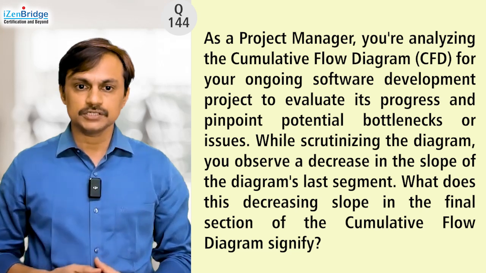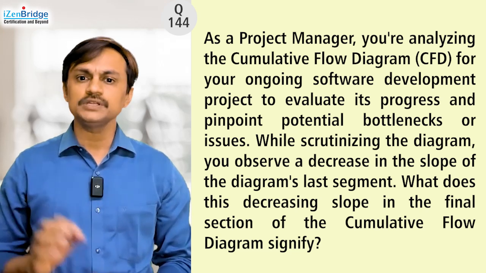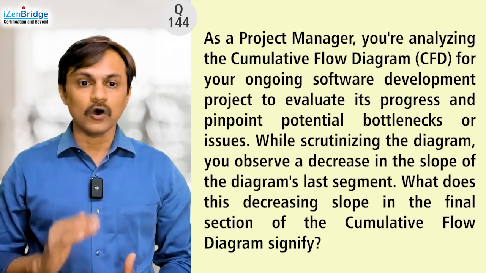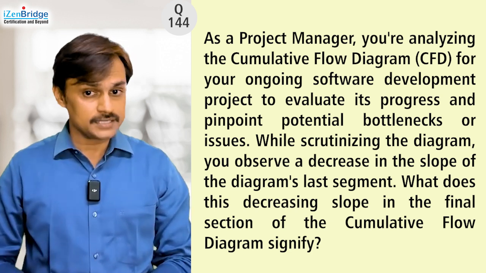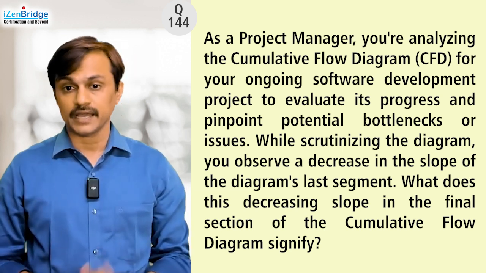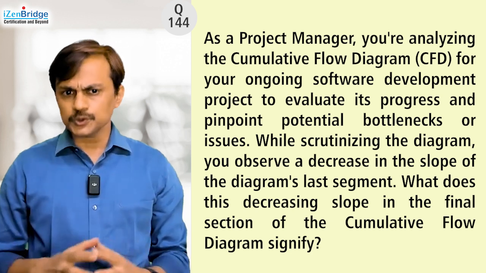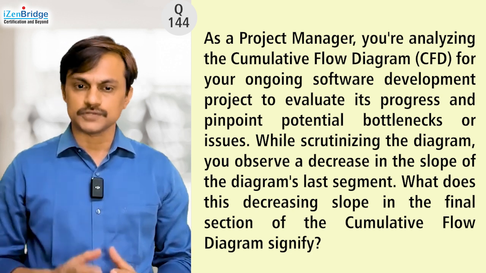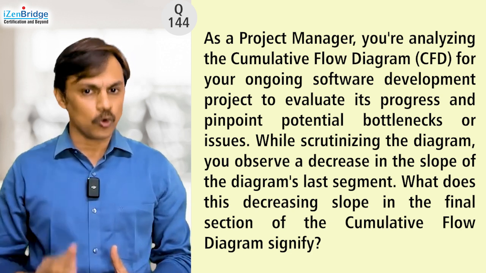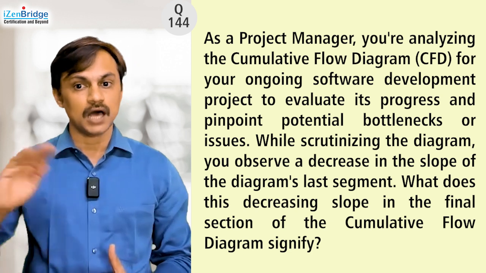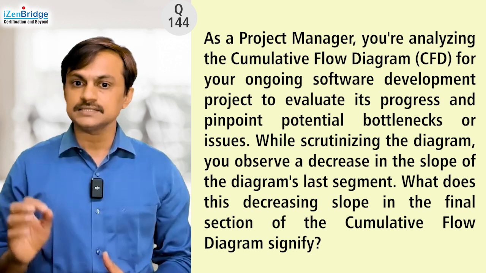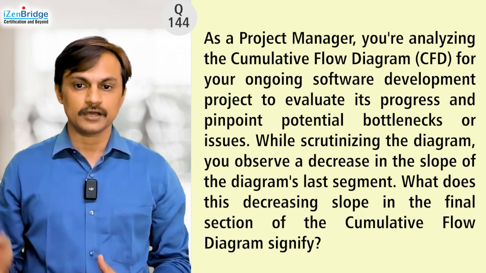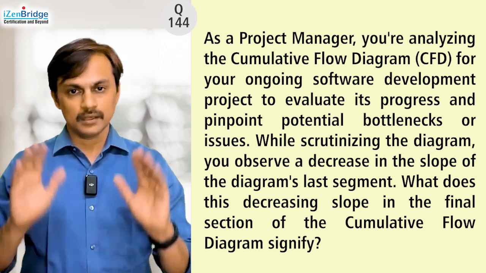As a project manager, you are analyzing the cumulative flow diagram for your ongoing software development project to evaluate its progress and pinpoint potential bottlenecks or issues. While scrutinizing the diagram, you observed a decrease in the slope of the diagram's last segment. What does this decreased slope in the final section of the cumulative flow diagram signify?